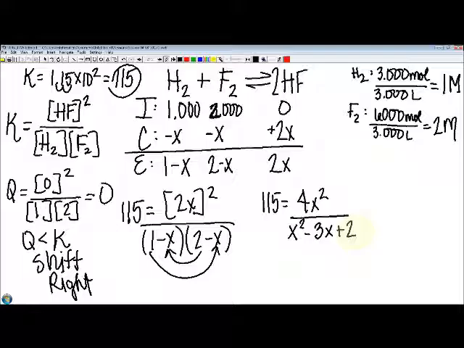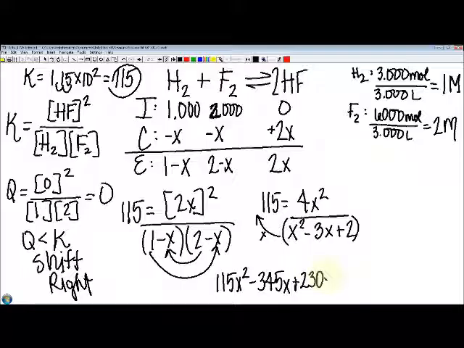Okay, so now we need to simplify because we're going to have to use our quadratic formula. So we need to multiply by the quantity down in the denominator up here. Okay, so then you get 115x squared minus 345x plus 230 equals 4x squared.